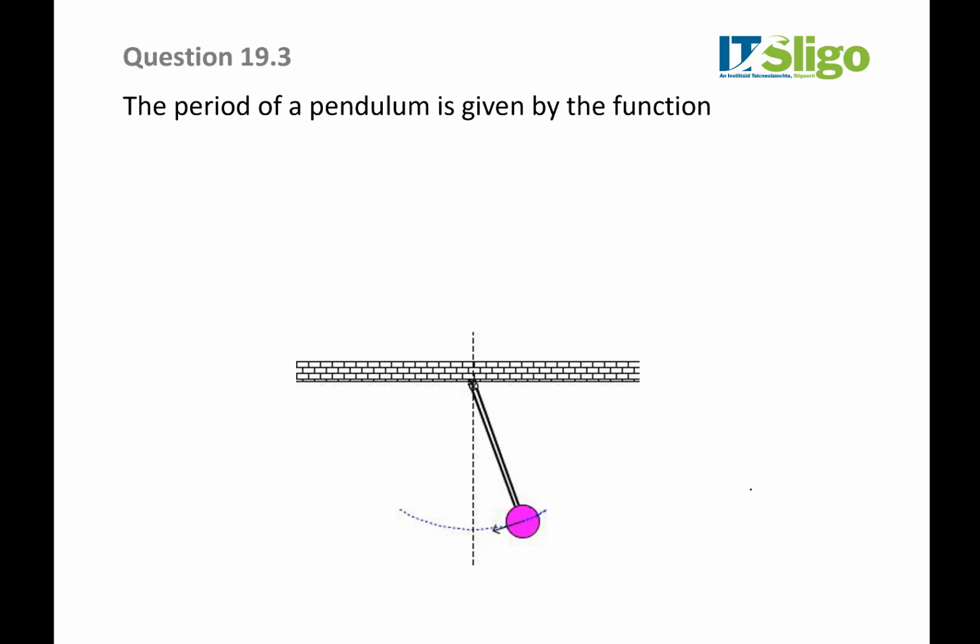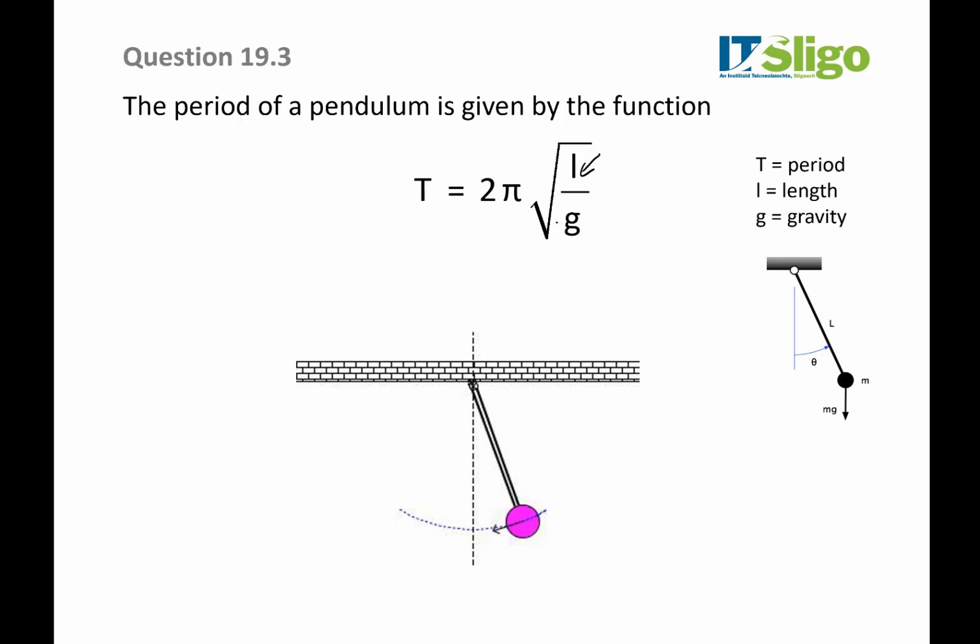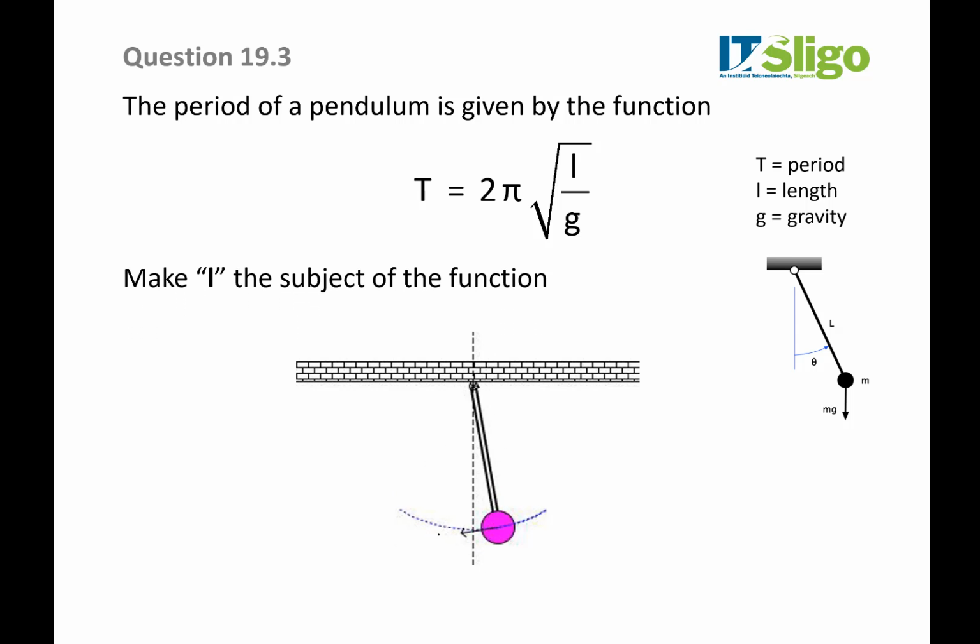So here we have the period of a pendulum given by this function. The period, guys, is the length of time it takes to complete a cycle. L, guys, is the length of the pendulum. And the whole thing with pendulums is that it actually doesn't matter how big the ball is. The mass of the ball doesn't matter. The thing that determines the period is the length of the string. So now you're asked to make L the subject of the function. Sorry, that all disappeared a bit quick. So again, just pause the video, have a wee go at it.